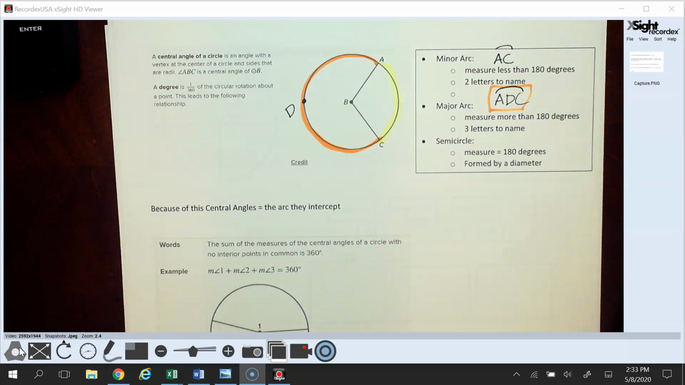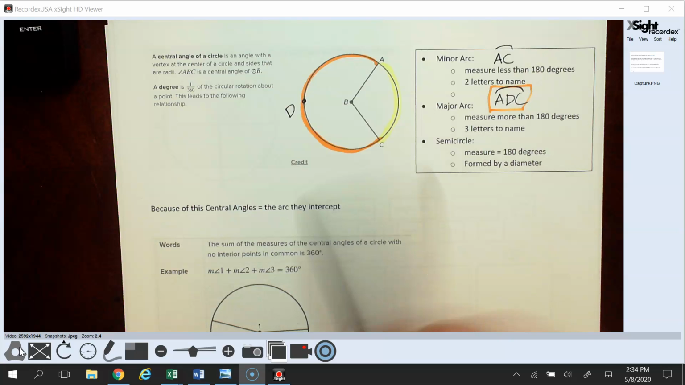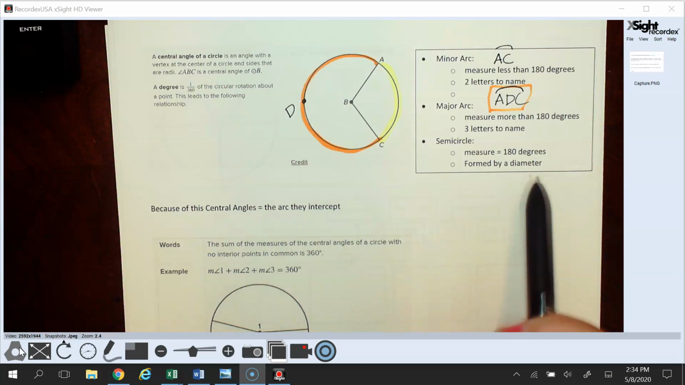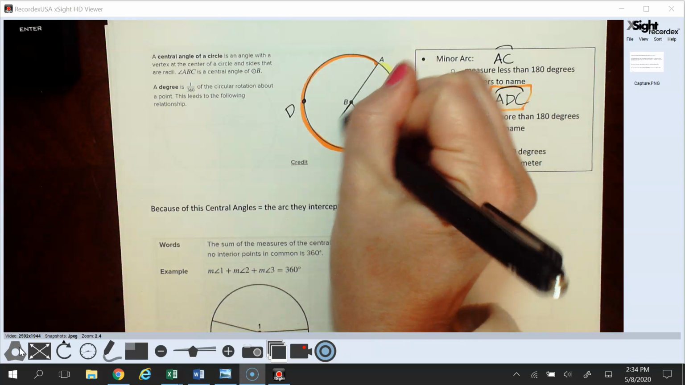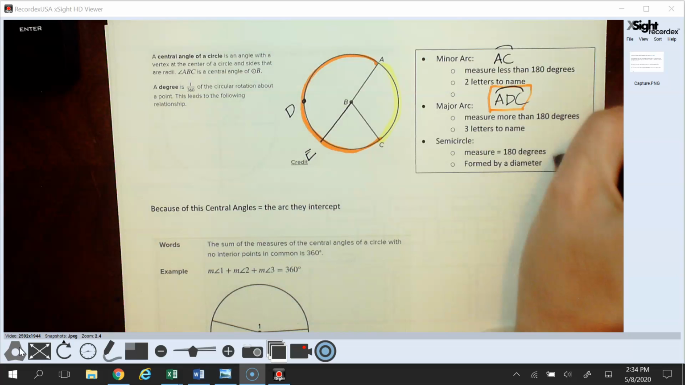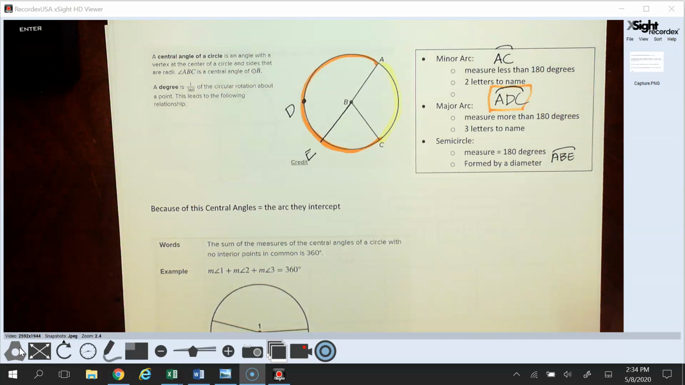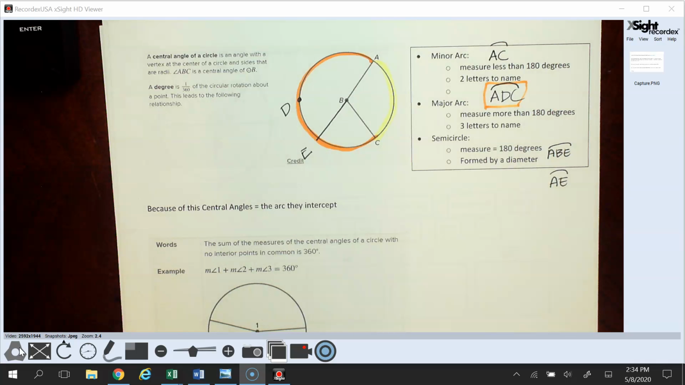And then the last thing we're going to talk about is a semicircle. You probably have heard of a semicircle before. Semi means half. So a semicircle equals 180 degrees. A whole circle, a complete circle, is 360 degrees. Half of that would be 180. It's going to be formed if we had a diameter. So if I was to draw this straight across and maybe make this E, so maybe ABE would be a semicircle. You could also say AE for that. A semicircle could be three or two letters, it doesn't matter.